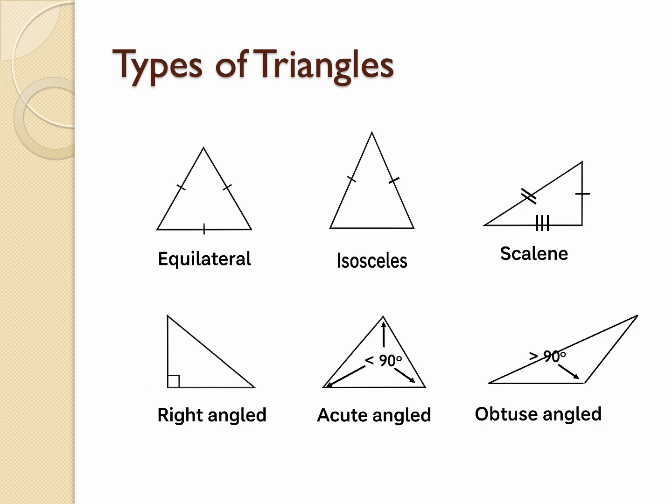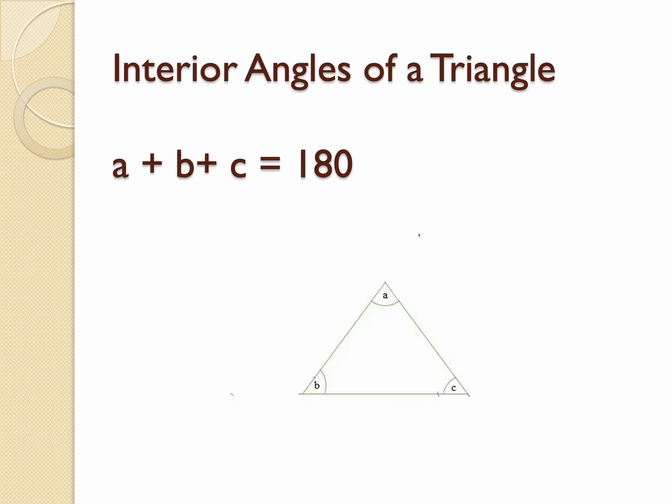And finally, we have an obtuse angled triangle. And in this case, one of the three angles is obtuse. That is, it is greater than 90 degrees. So I hope that makes perfect sense. And armed with that knowledge, we can head over to the next topic, which is the sum of interior angles of a triangle. So this is a very simple identity or a very easy rule of thumb.